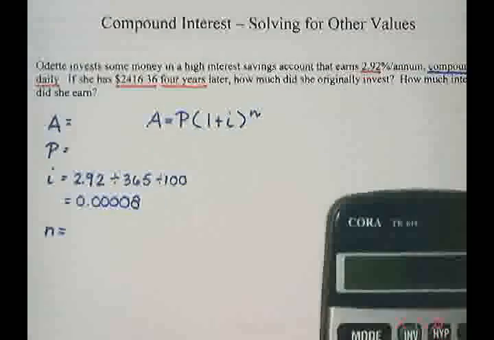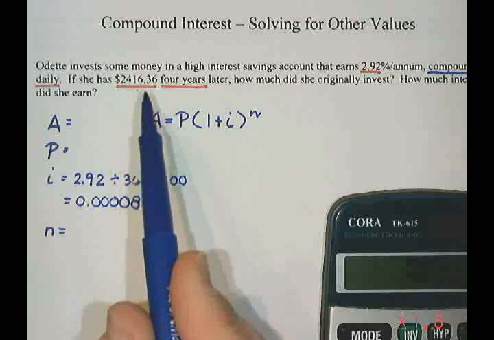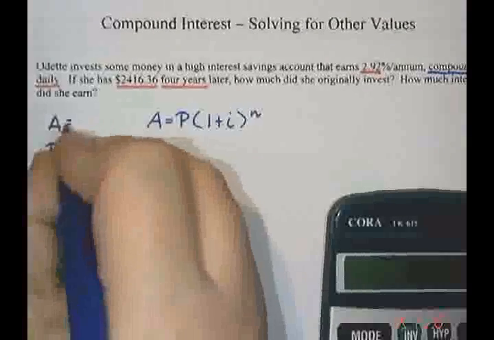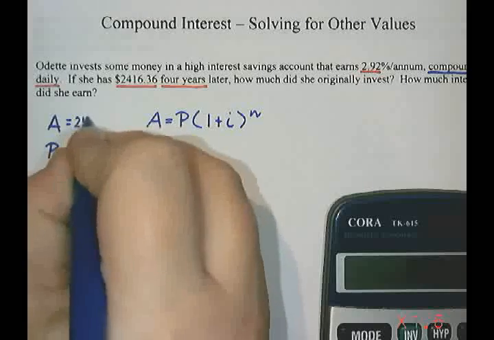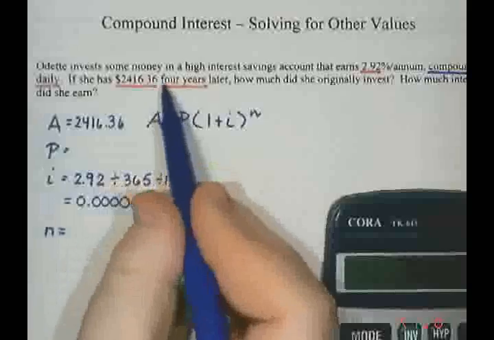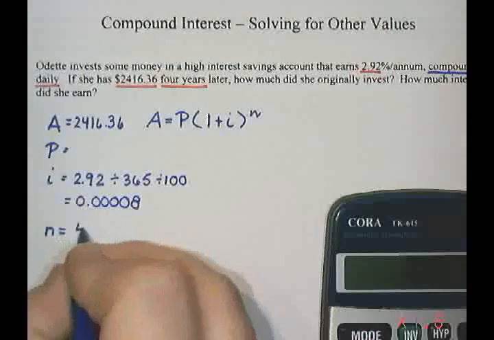Okay. It says that we have $2,416.36 4 years later. So that's not the amount of money they're putting in at the start. That's how much money Odette has at the end. So that's going to be my final amount. And it says it's 4 years later. So for our n, I'm going to say that it's 4 years.